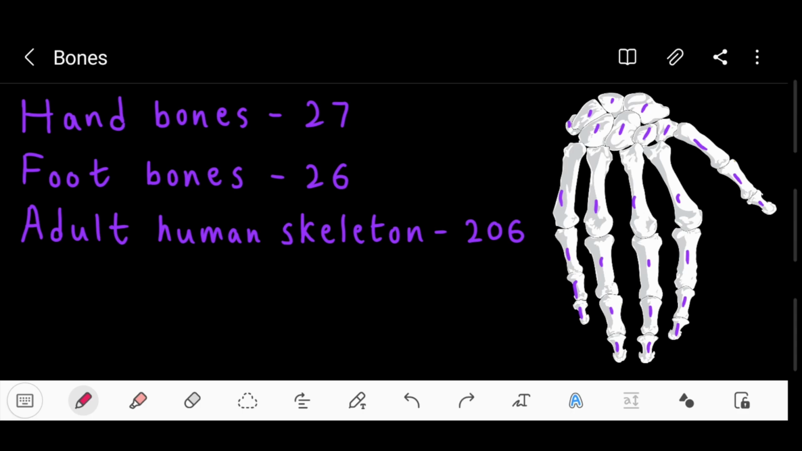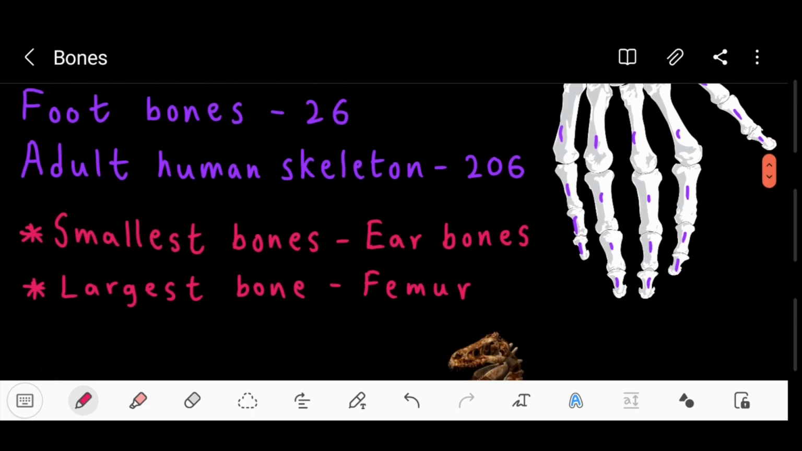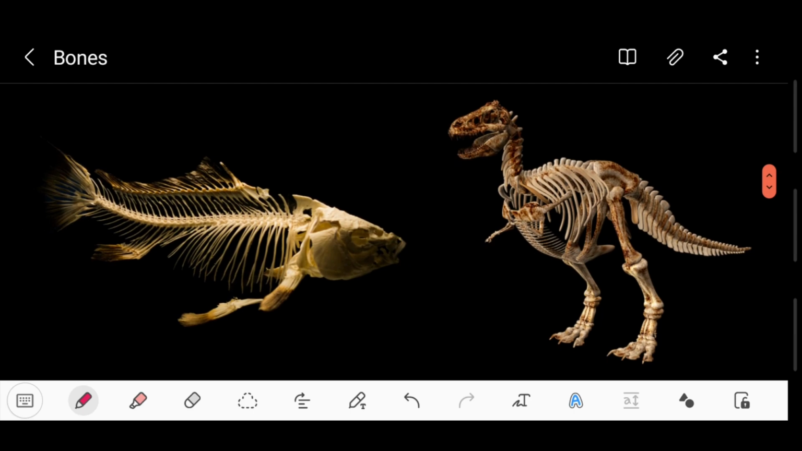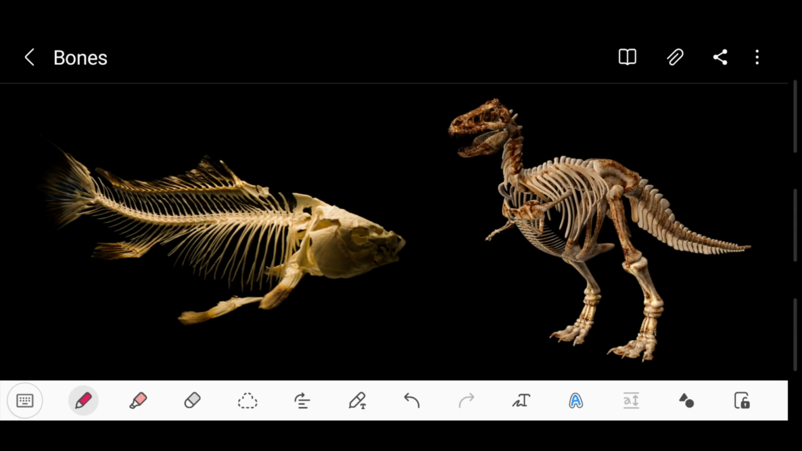Where in your body do you think you can find the smallest bones? Are these the smallest bones in the body? No. The smallest bones in the body can be found in the ear. And the largest bone is the femur, which is the thigh bone. Bones are not only found in humans. We can find bones in different animals as well. Can you spot from which animals these bones are?